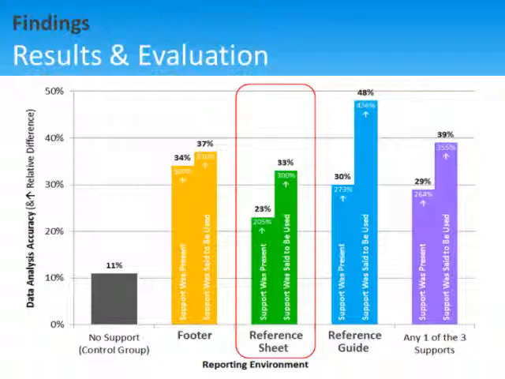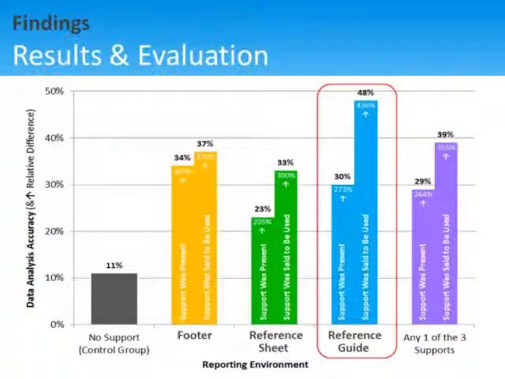When a reference sheet was simply present, regardless of its use, data analysis was 205% more accurate. When reference sheets were present, they were used half of the time, and when they were used, data analysis was 300% more accurate. When a reference guide was present, data analysis was 273% more accurate. When they were present, they were used 52% of the time, and when they were used, data analysis was 436% more accurate.